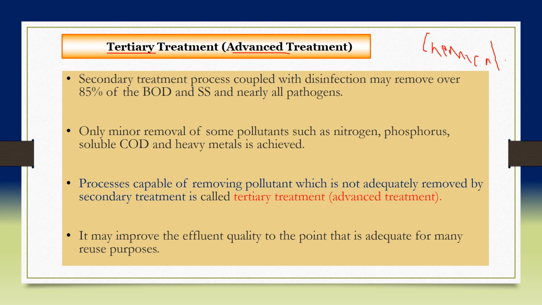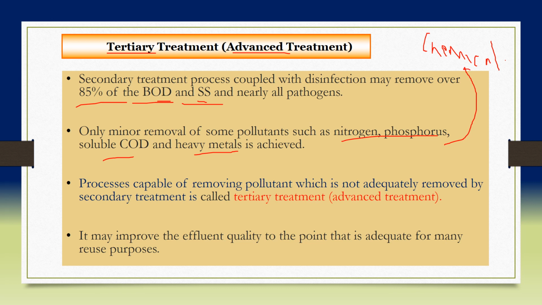Saya ingat saya tulis. So secondary treatment process coupled with disinfection may remove over 85% of BOD and suspended solid. So this advanced treatment is needed to remove all around 99% of BOD and suspended solid. So only minor removal of some pollutants such as nitrogen, phosphorus and soluble COD and heavy metal is achieved. So from this advanced treatment, this can be achieved.